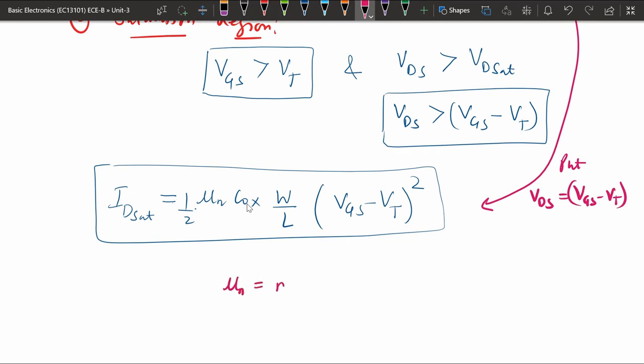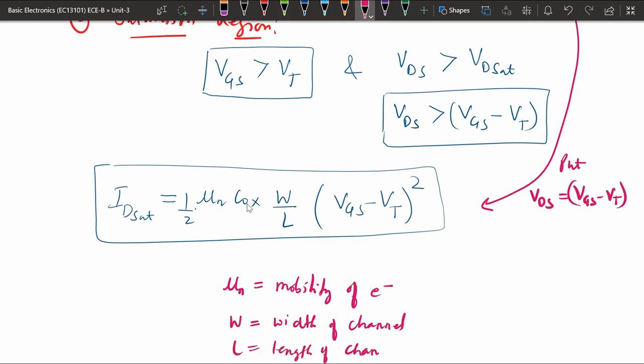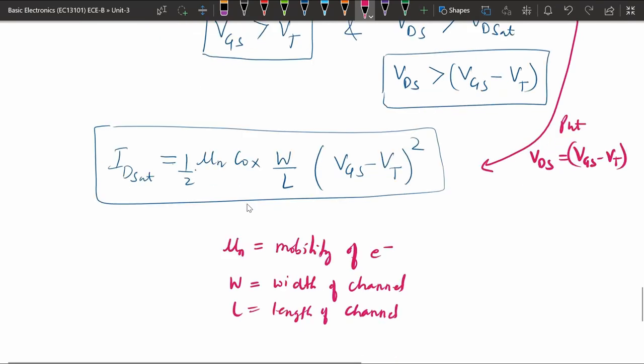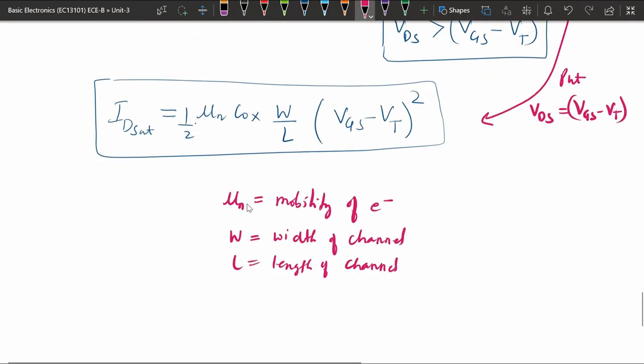Mu n is the mobility of electron. W is the width of channel. L is the length of channel. And COX is called the oxide capacitance.